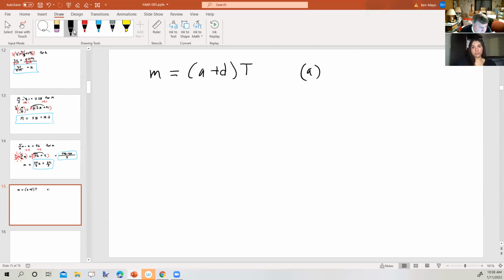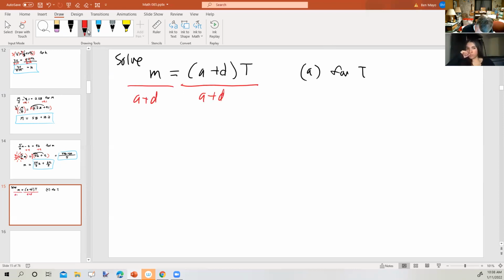Part A is to solve for t. To solve it for t, you could just divide both sides by a plus d, and you'd get t equals m over a plus d. Now, the question might arise, do we need parentheses around the a plus d like that? We don't in this case because the fraction bar groups them together, okay?